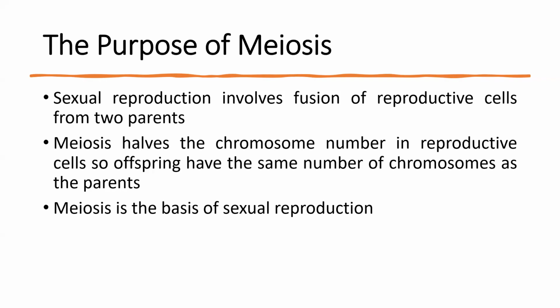And so sexual reproduction, which is what we do, and most animals do it, creates these sex cells that have shuffled the genes that we have. And in doing so, it creates new variety, genetic diversity, in our offspring. So the basis of sexual reproduction is meiosis.